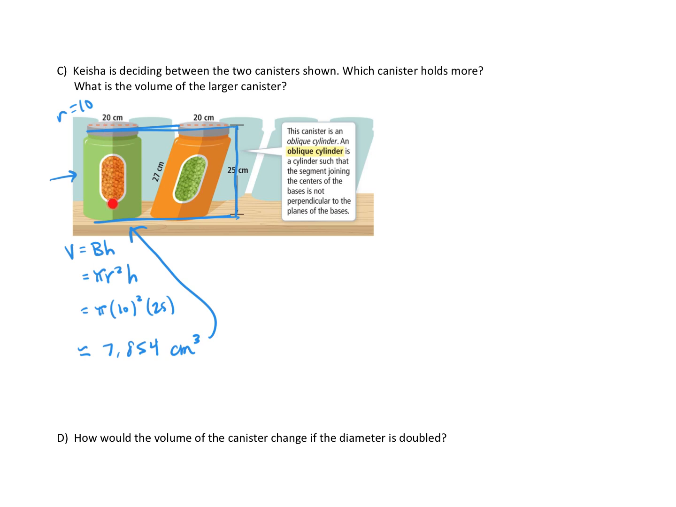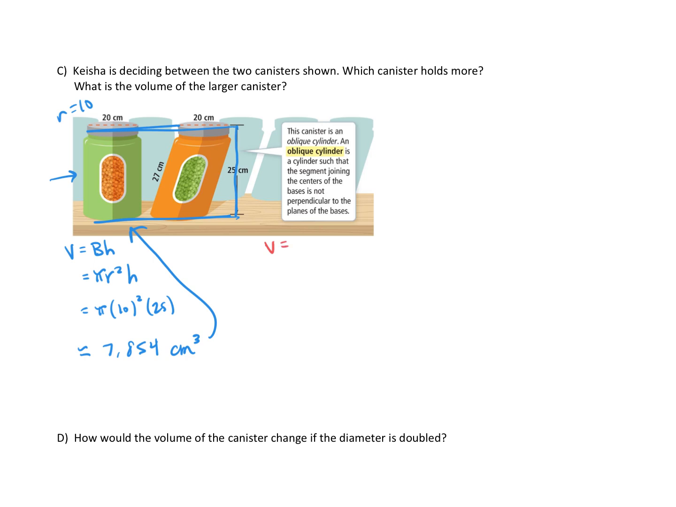All right, now the second canister is not what we would call a right cylinder, where the segment connecting the center of the base to the center of the base is perpendicular. This is an oblique cylinder. So an oblique cylinder is a cylinder where the segment joining the centers of the bases is not perpendicular to the planes of the bases. But it is still a cylinder, so we will use the same volume formula.